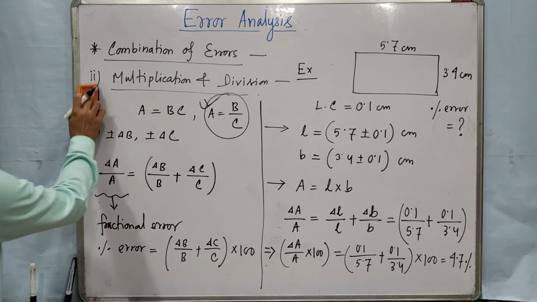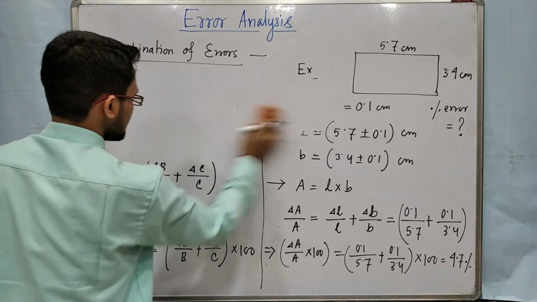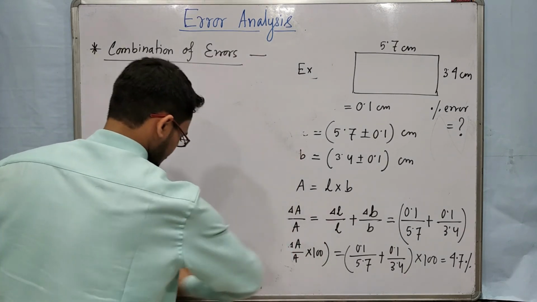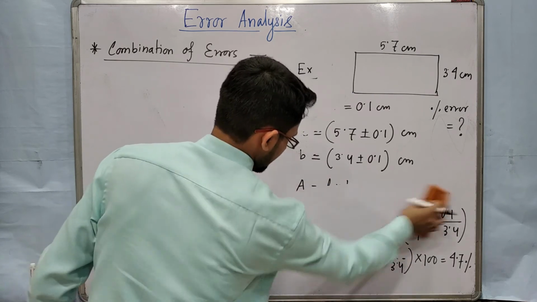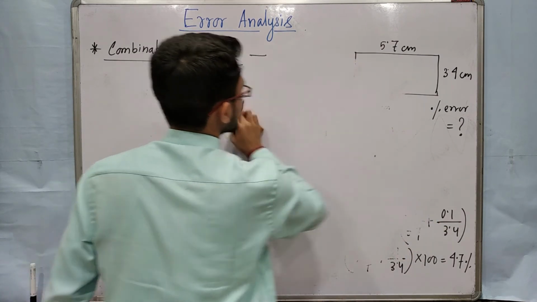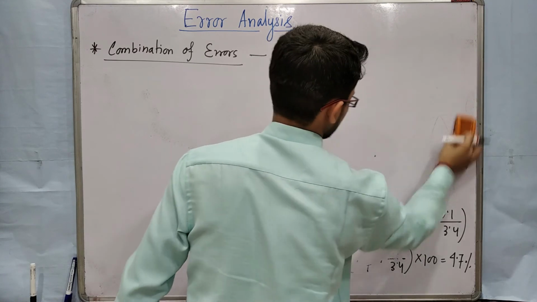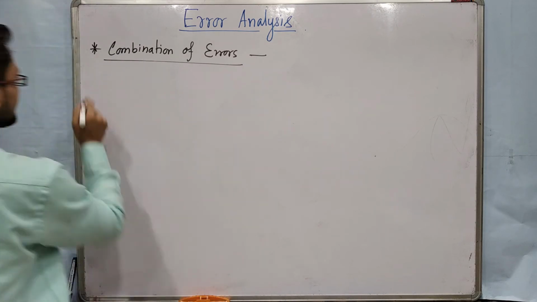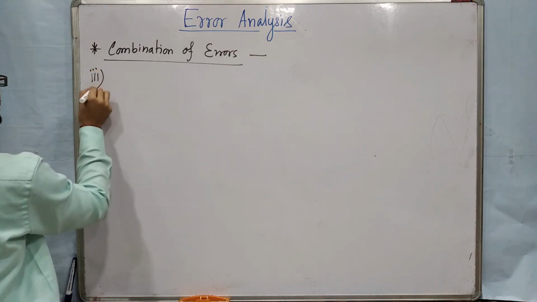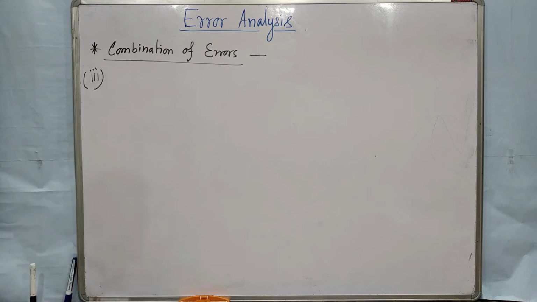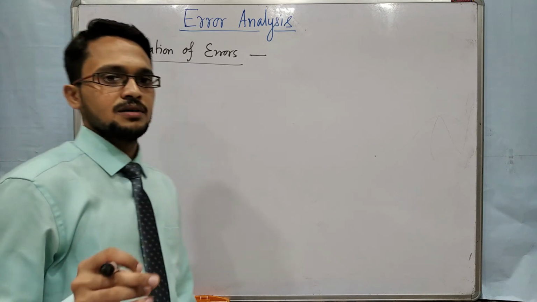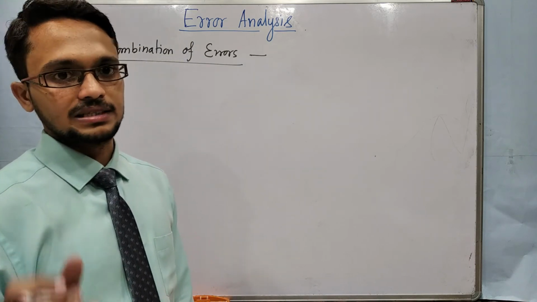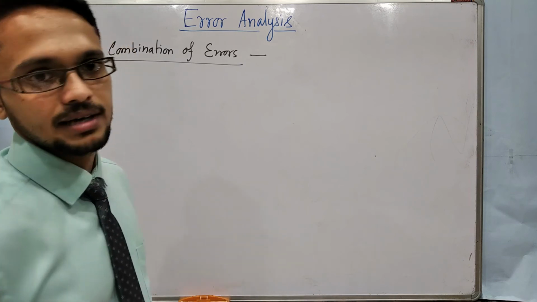Now the third case. The third case is very, very important for your competitive exam. This multiplication and division is a special case of the third type. The third type is, suppose there are some powers upon the measured physical quantities. Then how will we calculate the errors?